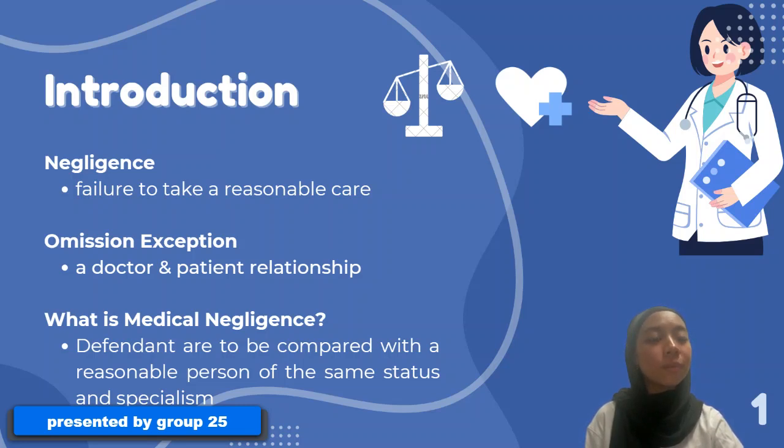Now, let's go slightly deeper into medical negligence. The defendant should be compared with a reasonable person of the same status and specialism. You cannot compare a general practitioner to the same standard as a consultant neurologist. They are both different in every way and there is no single right way of proceeding. For example, one doctor might recommend surgery to a patient, but another doctor might just recommend taking medication.